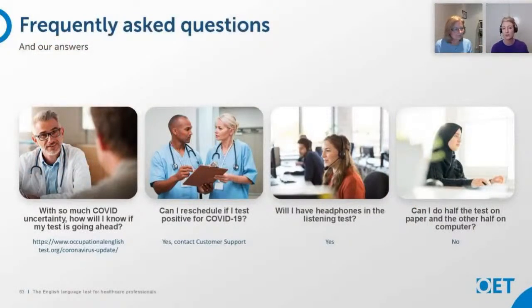Of course, we're getting a lot of questions about COVID. With so much COVID uncertainty, how will I know if my test is going ahead? We have information updated constantly about this. So there's a link there on the screen. There's also a link in the document we've shared. Otherwise, you can get in touch with our customer service team who will be able to help you. But yes, we are constantly updating tests that are going ahead or have been changed on the website.